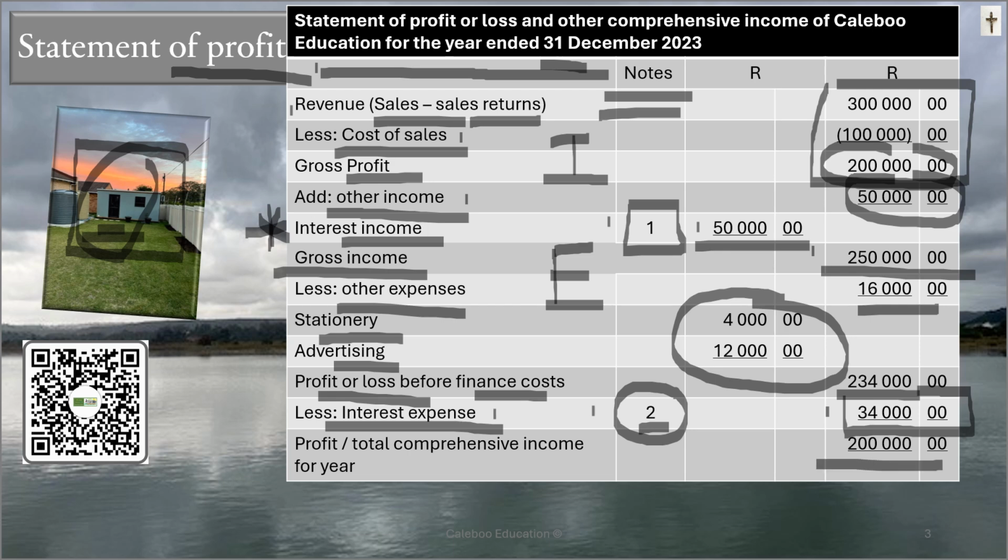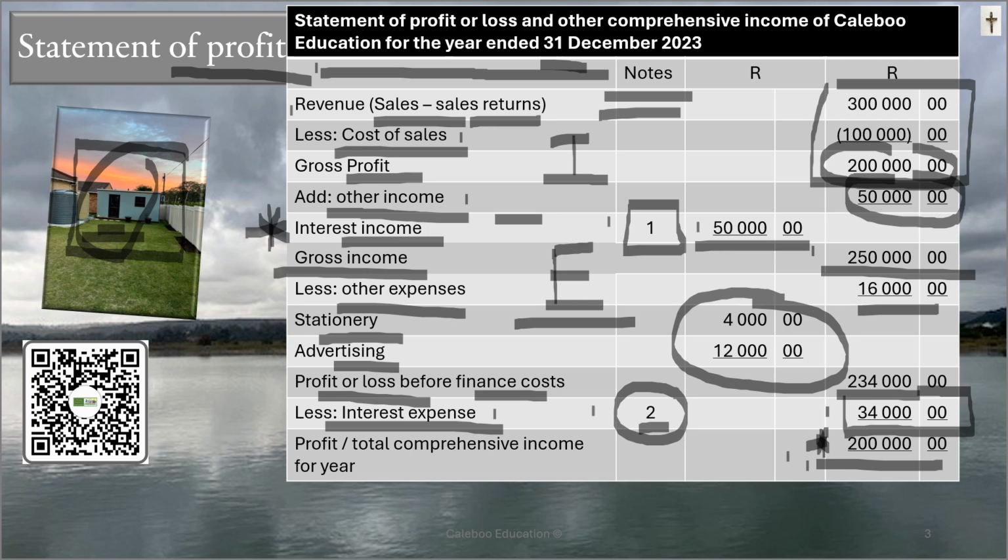So in this case here, these figures are made up. Calibu Education has made a profit for its first year of trading of 200,000. So in this document we have all the income and all the expenses, and that's either going to give us a profit or a loss. If the expenses were greater than the income, there would be a loss. Hopefully the income is greater than the expenses, and in this case it was.